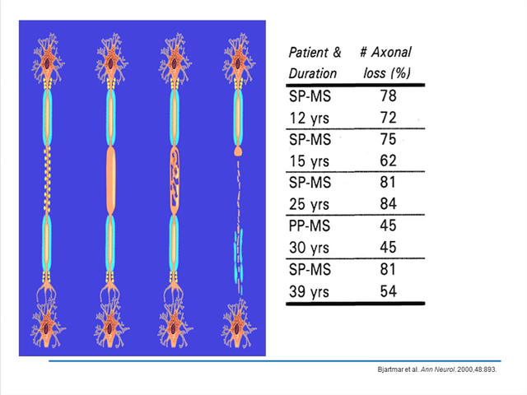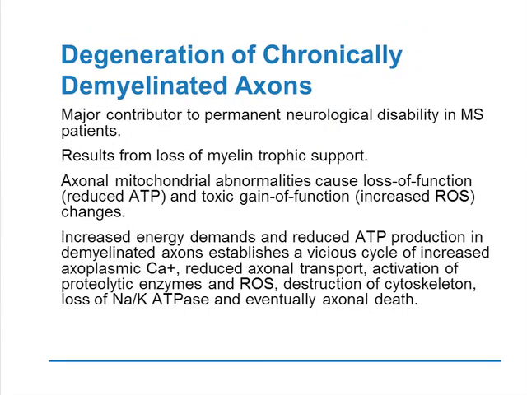So this is axonal loss within spinal cord lesions, and you can see the numbers there, 78, 72, 75, 62, etc. Average axonal loss in these regions was 68%. So they had almost lost 70% of their axons. That's why these patients were quadriplegic. It wasn't because their axons were demyelinated. It was because they had degenerated. So to summarize, degeneration of chronically demyelinated axons in MS, we believe, is a major contributor to permanent neurological disability. It results from loss of myelin trophic support. It may not be the only thing, but certainly a major contributor.